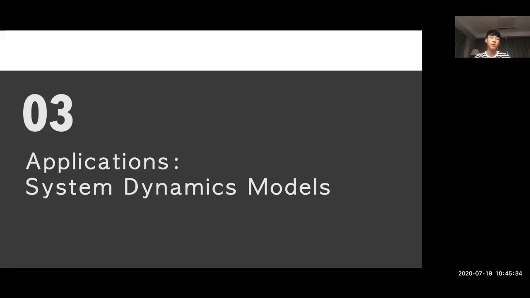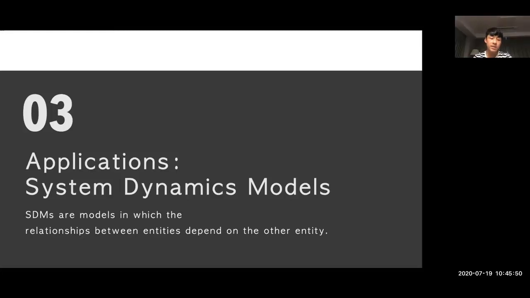But enough of talking about these meta-science things. Applications: how do we actually make these? I'm going to talk about system dynamics models within the application. So what is a system dynamics model? SDMs are models in which the relationships between entities depend on the other entity.